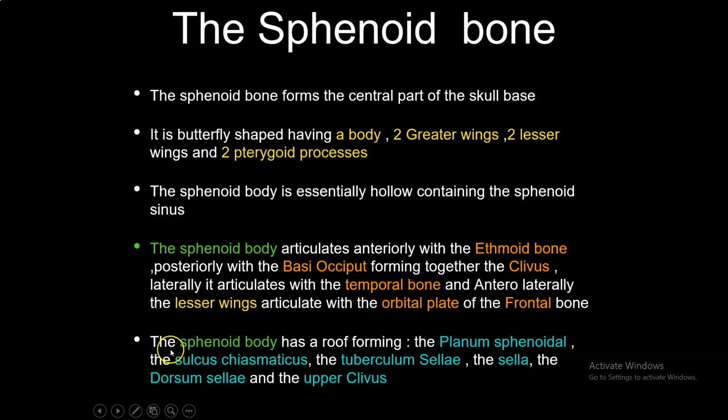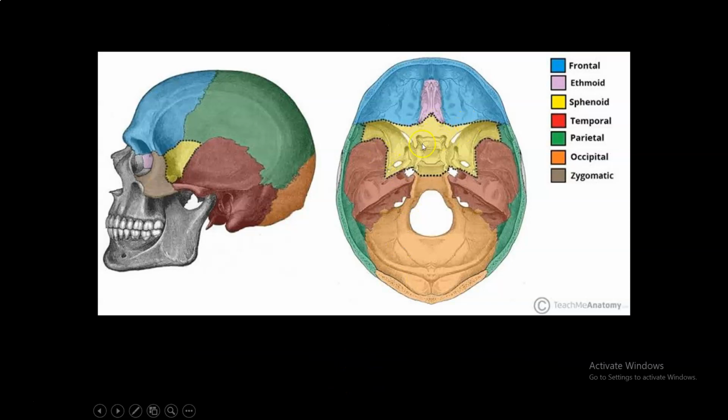And the sphenoid body has a roof forming the planum sphenoidal, the sulcus chiasmaticus from anterior to posterior. Planum sphenoidal, sulcus chiasmaticus, tuberculum sellae, the sella, the dorsum sellae, and the upper clivus. So this is the sphenoid bone, and we said it is articulating anteriorly with the ethmoid bone and posteriorly with the basi-occiput, and laterally articulating with the temporal bone. Also laterally it is articulating with the zygomatic bone. And you see that the roof is formed of the planum sphenoidal, the sulcus chiasmaticus, tuberculum sellae, sella turcica, dorsum sellae.